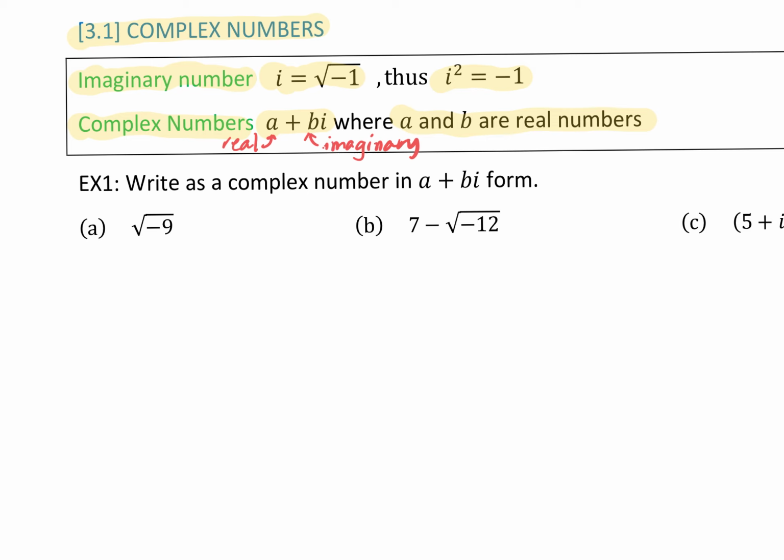So since all complex numbers are made up of a real and an imaginary part, the set of complex numbers includes the real numbers. So all real numbers are complex numbers, but not all complex numbers are real numbers. So the set of complex numbers contains the real numbers, and it's actually larger than the real numbers.